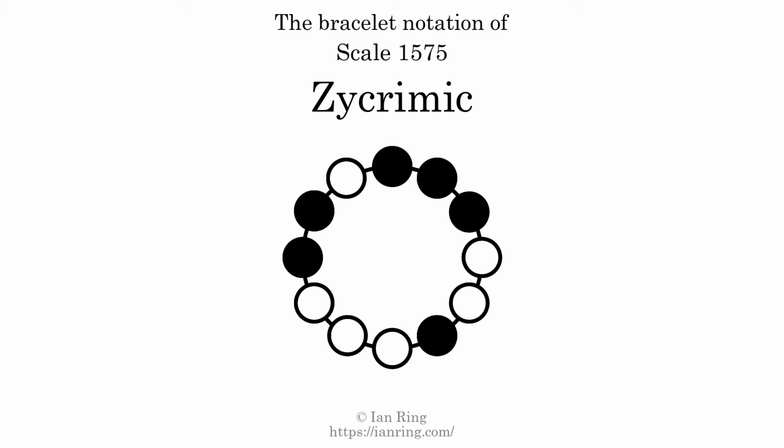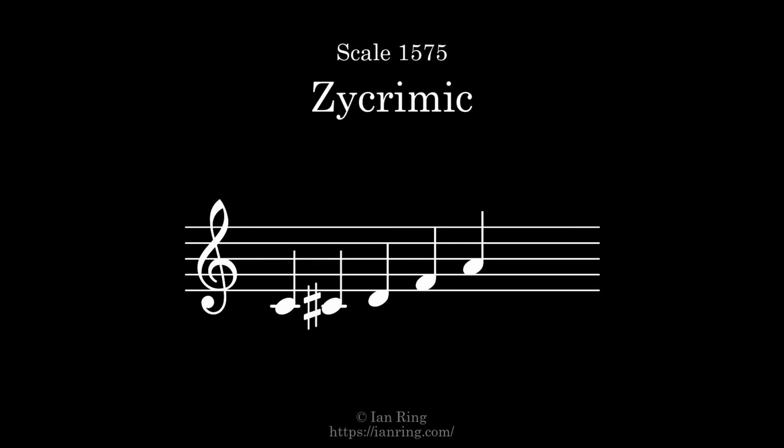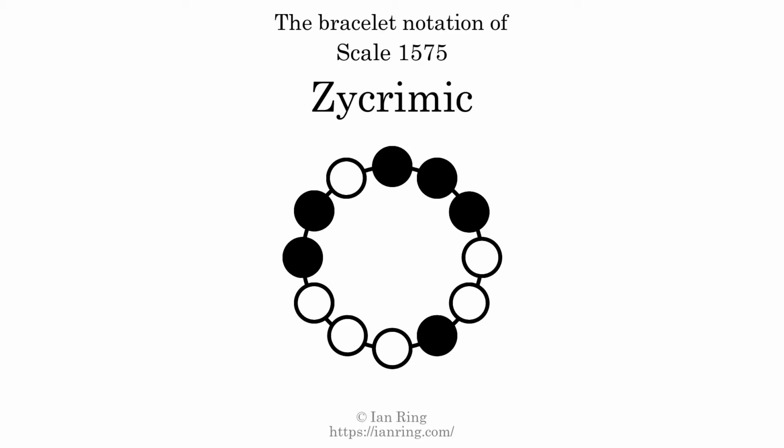1575, Zycrimic, which sounds like this. This scale has 6 tones, which means it is called a hexatonic scale. This is a bracelet notation diagram of scale 1575. The shaded circles represent tones that appear in the scale, and they are read clockwise, starting at the top.